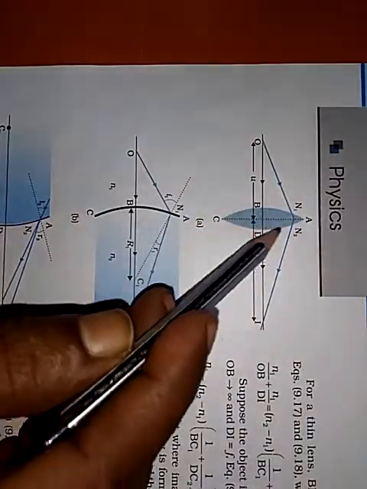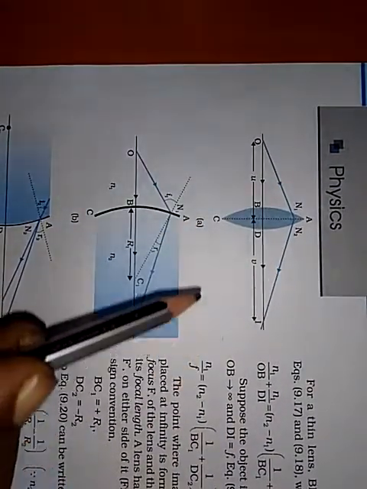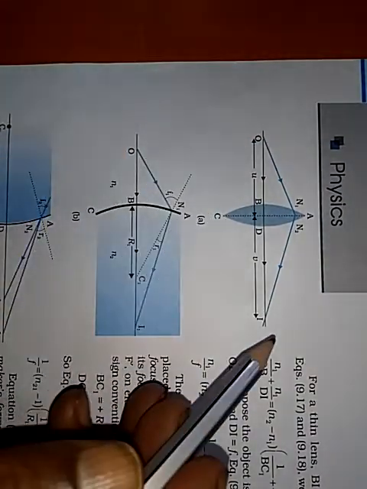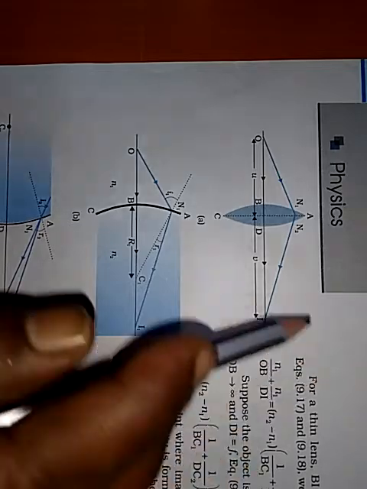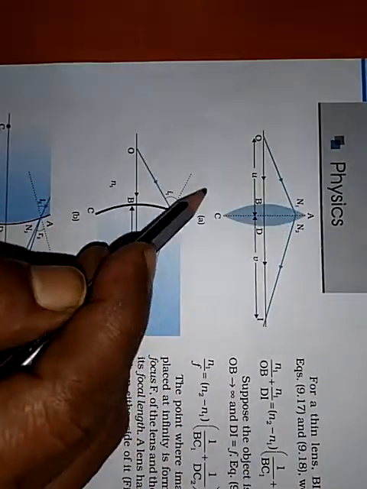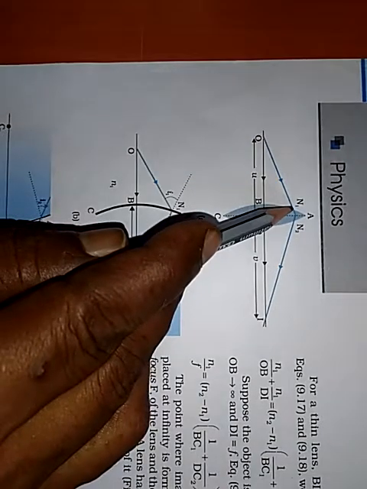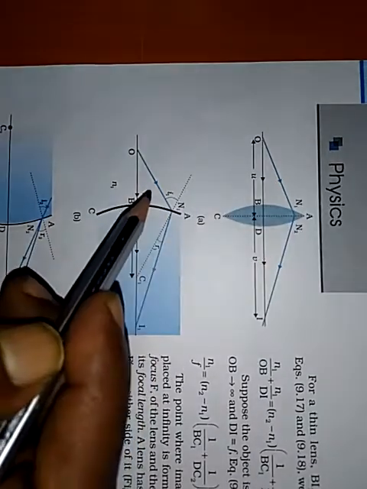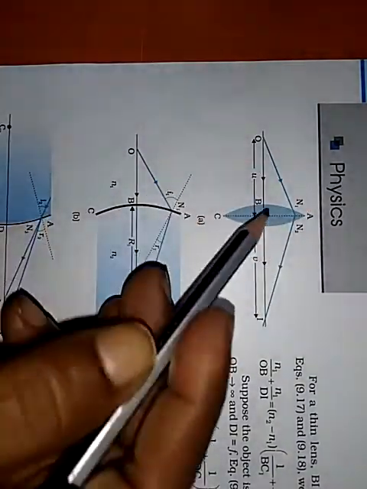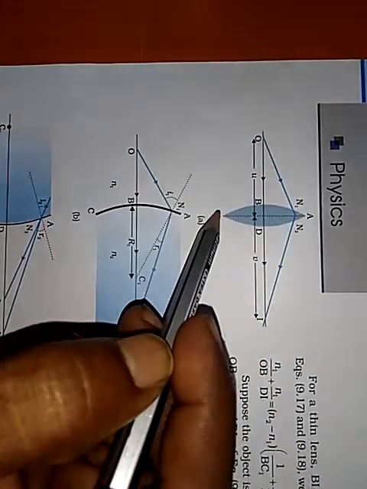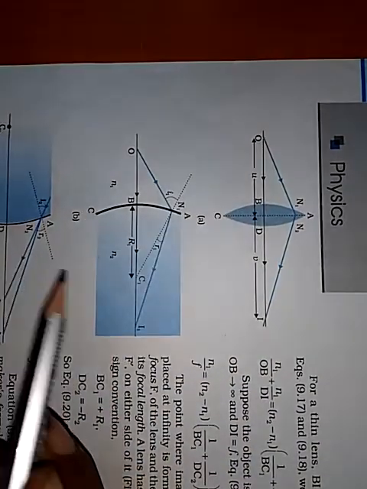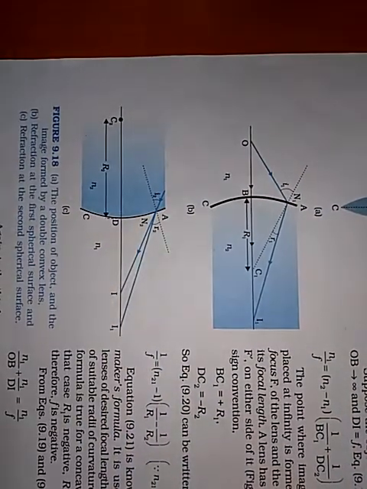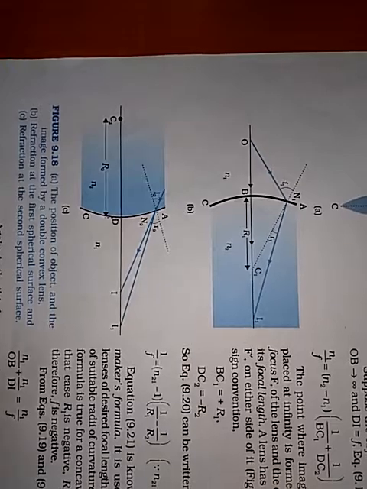So this is the biconvex lens. The object is placed here and the image is formed here. So it has two spherical surfaces. First it undergoes a refraction at this point and once again at the second interface. Therefore, this diagram is analyzed with the first interface as shown here and the second interface as shown in the next diagram.